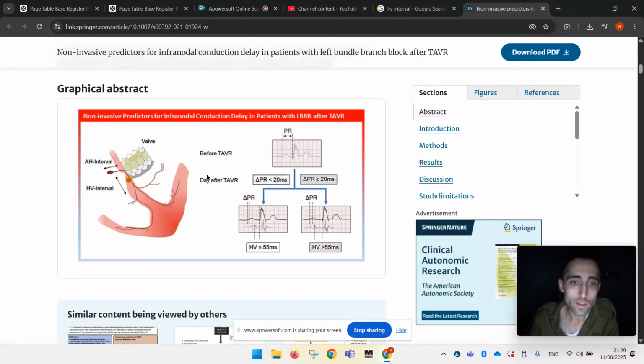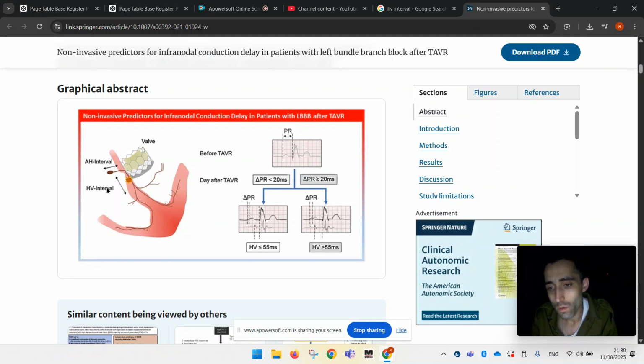Okay, so the idea is to talk about the HV interval, which is the interval between the His and the ventricles. Now, maybe let's look at the big picture. Let's talk about the PR interval in the ECG. It includes the AH interval, which is the interval between the atrial depolarization and the His depolarization, plus the His to the ventricle depolarization interval. Those two intervals build your PR interval.